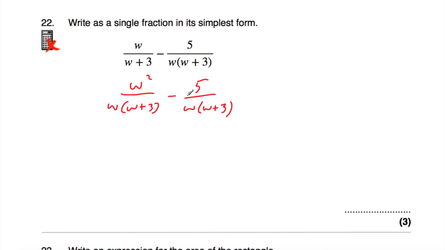So that's fantastic. We've now got two fractions with the same denominator. Now we can just subtract the numerators, so on the numerator we get w squared subtract 5, and on the denominator we're left with w brackets w plus 3. And that's it, we've subtracted those algebraic fractions. Just to recap, these two fractions didn't have the same denominator, so we multiplied both the numerator and the denominator of the first fraction by w to give us w squared over w brackets w plus 3, and then we just subtracted the numerators and wrote it as w squared subtract 5 over w brackets w plus 3, and that's it.